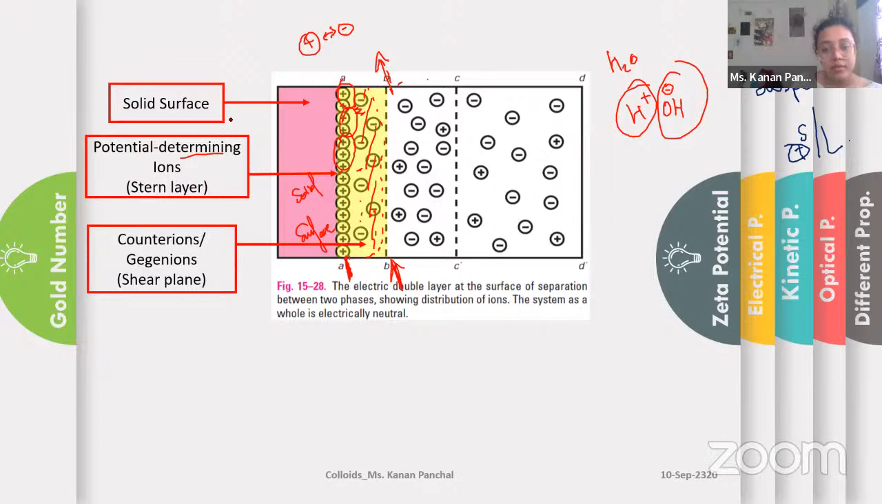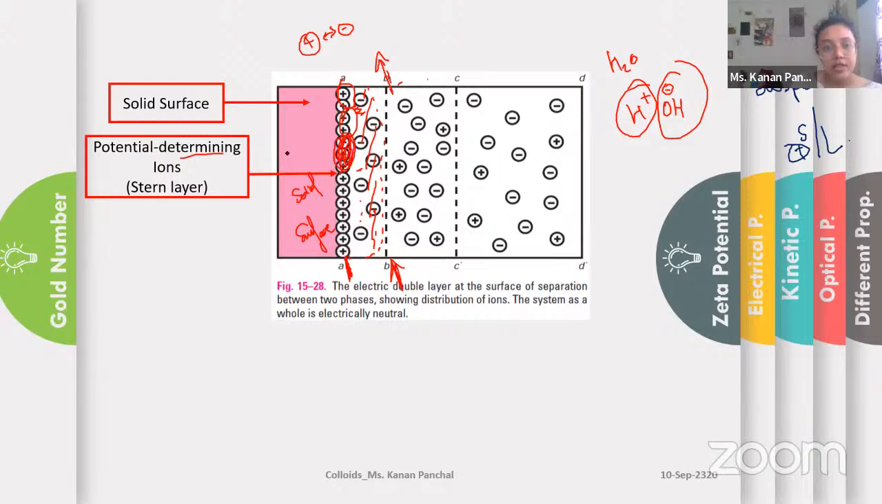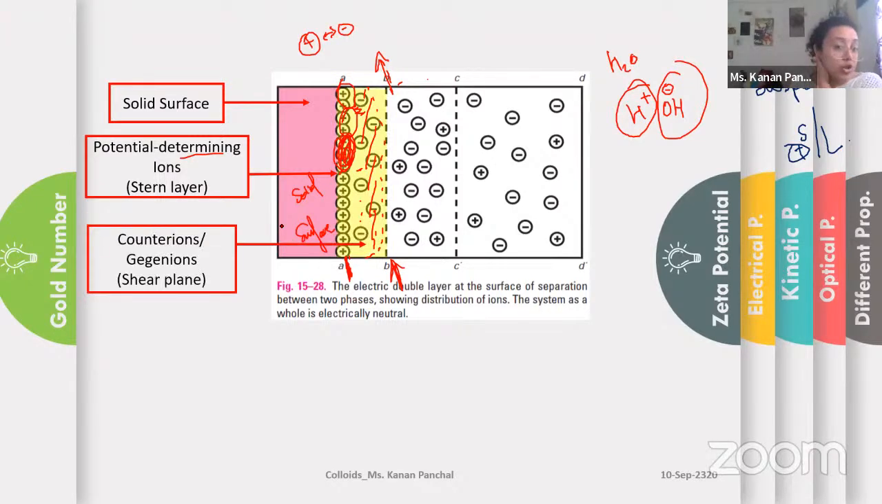So this is your solid surface. This is the region which is your stern layer, which is already attached. The natural charge of the solid is going to determine your potential. And the region I said will move because of shear, because it is closely associated, is called the shear plane region. The ions present there are called counter ions. Counter, why? Because if your natural potential determining ion is positive, then its counter, meaning its opposite, will be negative.